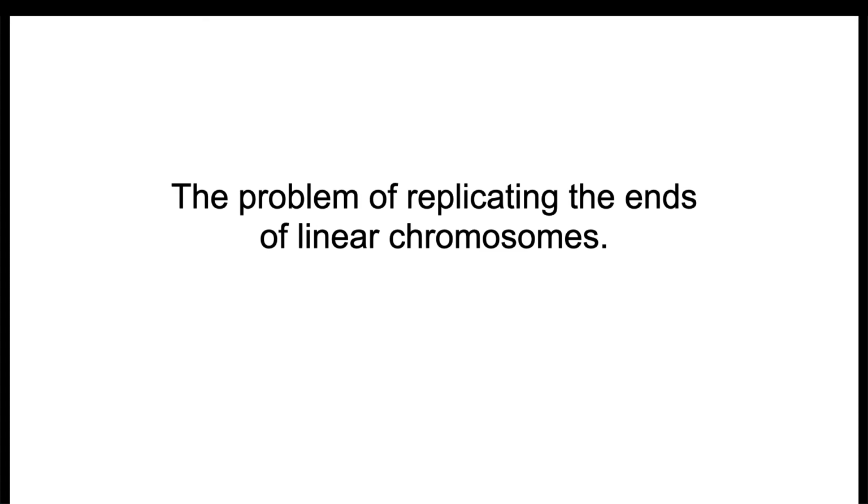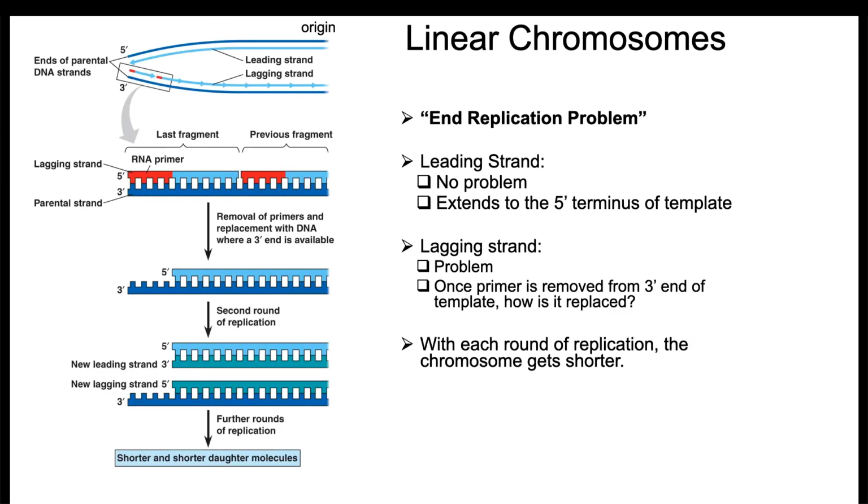Okay, in this video, we're going to talk about the inherent problem that comes up when trying to replicate the ends of linear chromosomes. So let's take a look at this figure here. If we take a look at the end of a linear chromosome, what we see, of course, is that one of the strands is going to be the 5' end, and one of the strands is going to be the 3' end.